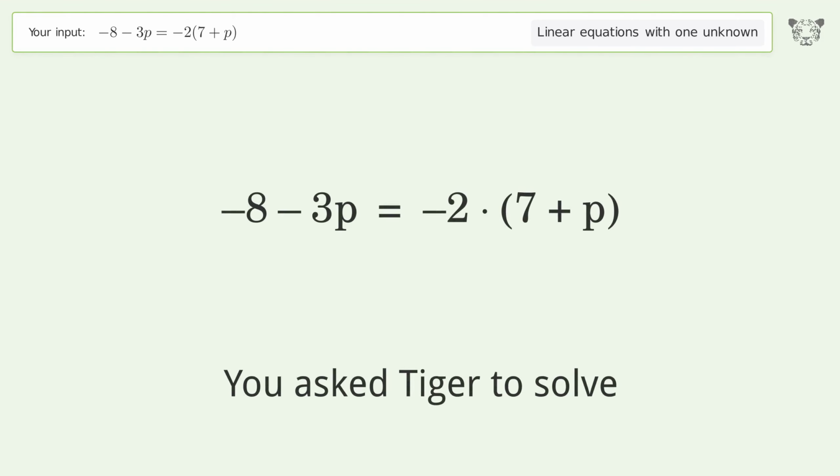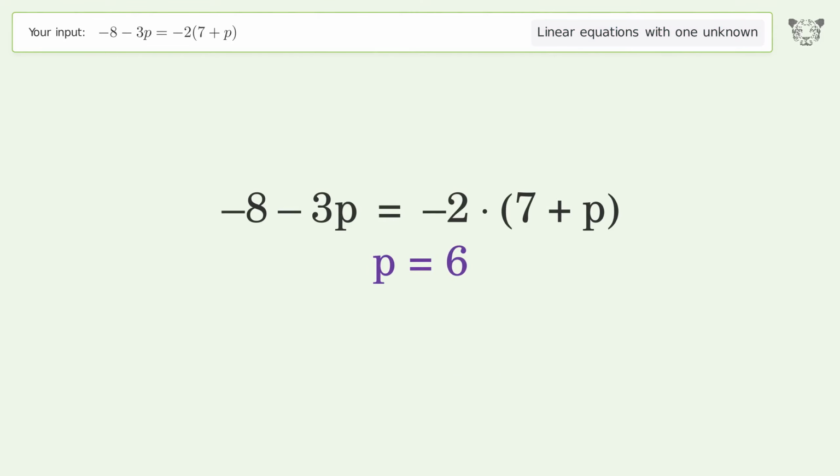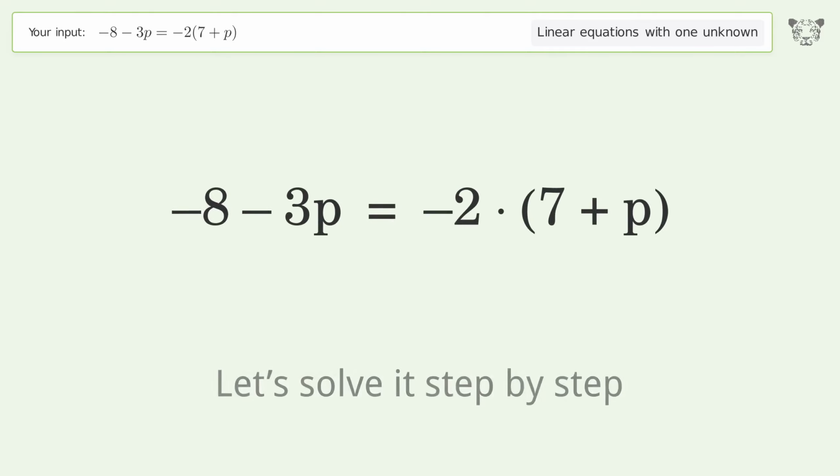You ask Tiger to solve this. This deals with linear equations with one unknown. The final result is p equals 6. Let's solve it step by step.